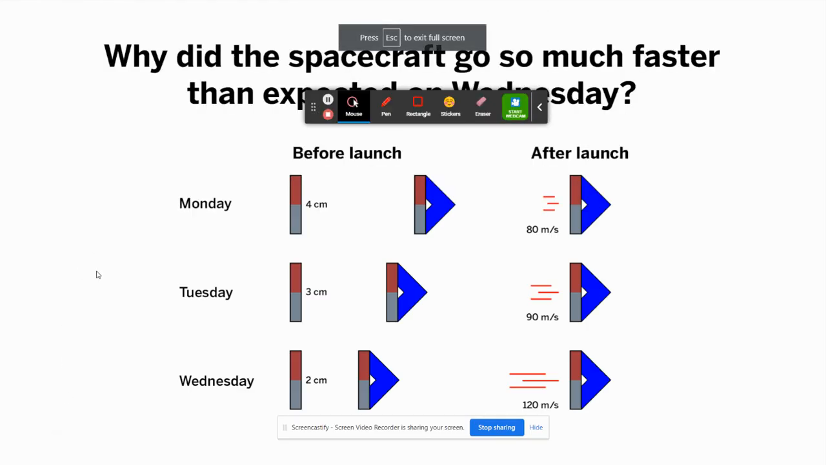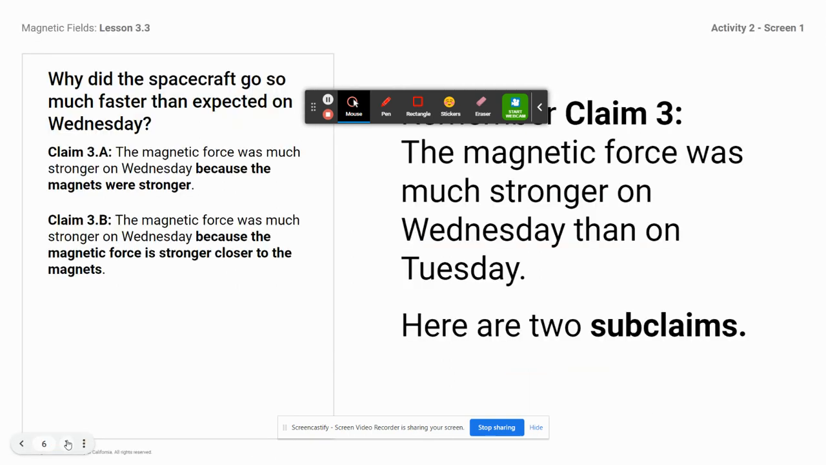Now, just to refresh our memory, why did the spacecraft go so much faster than expected on Wednesday? We have on Monday our 2 magnets. Remember, this is the station, and this is our launcher. Before the launch on Monday, they were set at 4 centimeters apart, and they only traveled 80 meters per second. Tuesday, slightly closer at 90 meters per second. And on Wednesday, they were at 2 centimeters, but now they jumped up 30 meters per second to 120 meters per second. And that was just too fast.